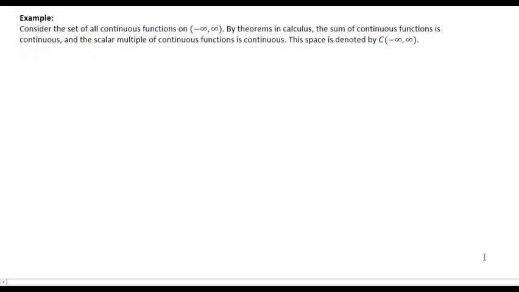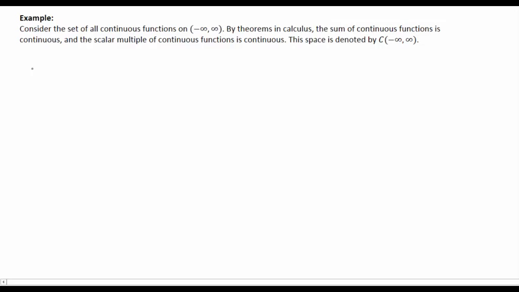The next example, the set of all continuous functions. So in calculus, the sum of continuous functions is continuous, and the scalar multiple of continuous functions is continuous. And we call this space C, negative infinity to infinity. So the C is just for continuous.